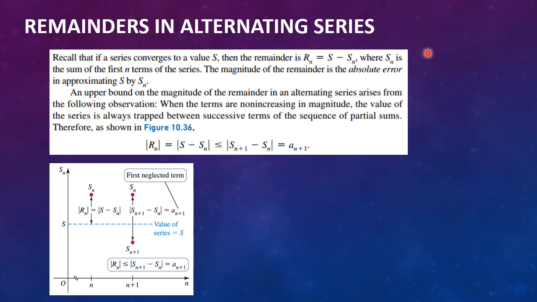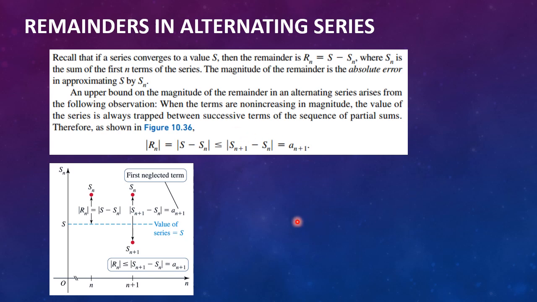Recall that if a series converges to a value of S, then the remainder, R sub n, is equal to S minus S sub n, where S sub n is the sum of the first n terms of the series. The magnitude of the remainder is the absolute error in approximating S by S sub n. An upper bound on the magnitude of the remainder in an alternating series arises from the following observation.